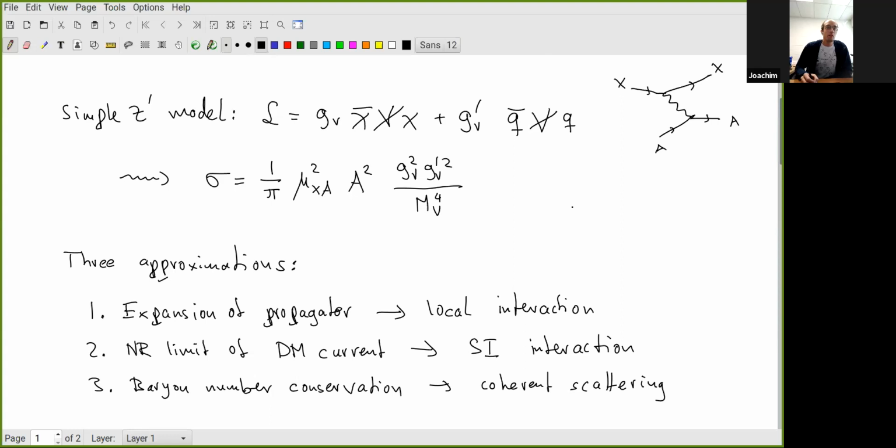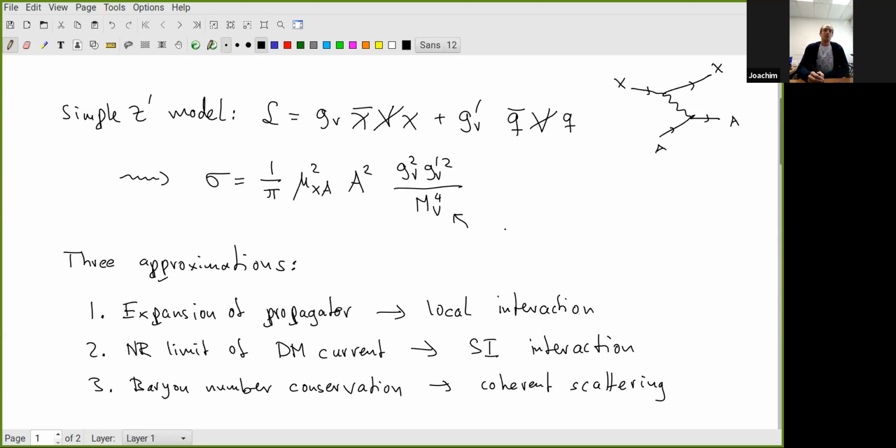First of all, from kinematic considerations, we saw that the momentum transfer is very small. This is essentially limited by the velocity distribution of the dark matter particles in the galactic halo. So the momentum transfer and also the deposited energy is very small. In particular, we assume that the mediator particle is much heavier than this momentum transfer, so we could expand the propagator, and essentially we ended up with a local interaction. That's this 1 over m_V to the power 4, where m_V is the vector particle mass, and there's no further momentum dependence.